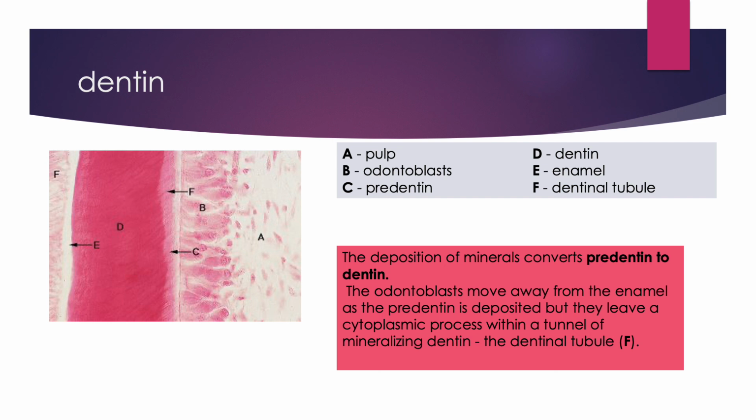Columnar-shaped odontoblasts are actively secreting predentin as an organic matrix. The deposition of mineral in this organic matrix converts predentin to dentin. The odontoblasts move away from enamel as the predentin is deposited, but they leave a cytoplasmic or odontoblastic process within a tunnel of mineralizing dentin called dentinal tubules.